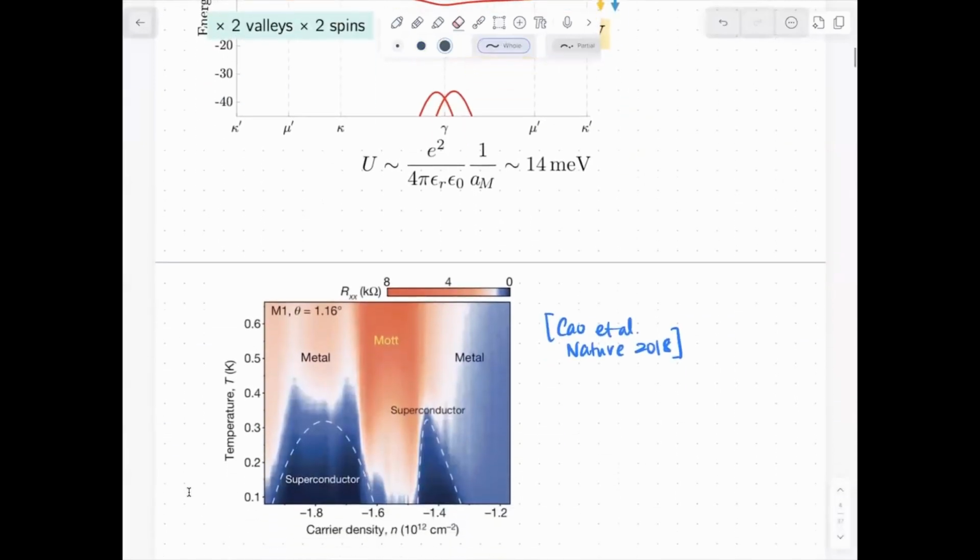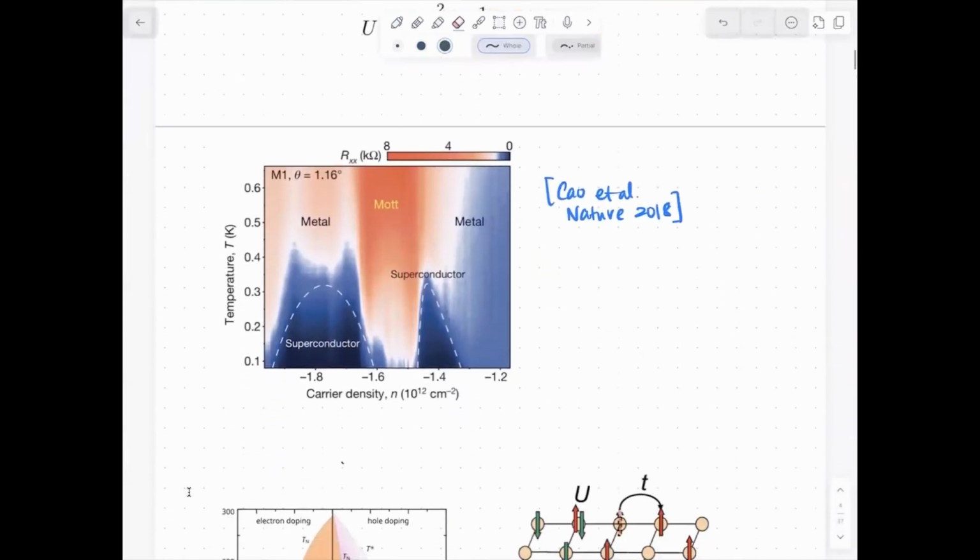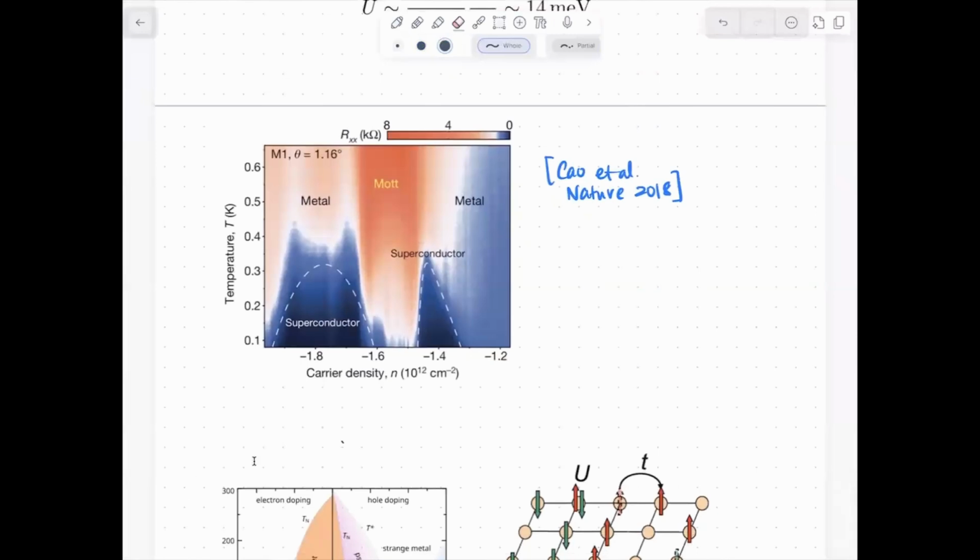And of course, I'm sure you all know that what happened was they found superconductivity. And so here, this is plotting the resistance as a function of carrier density and temperature. And so you get these two superconducting domes. And this is close to the magic angle.